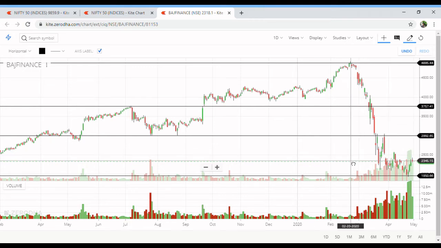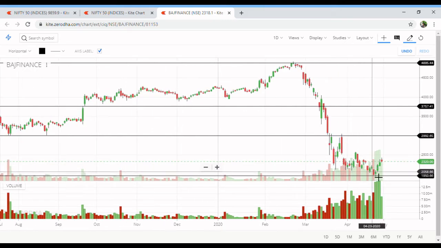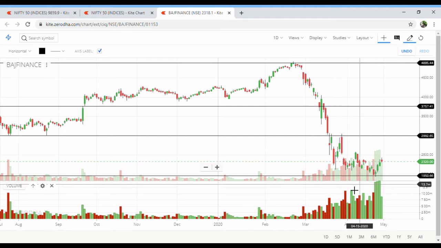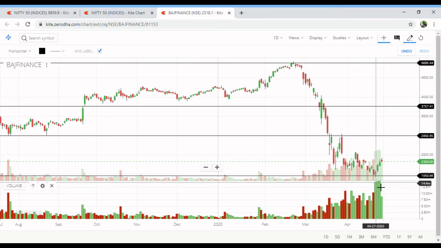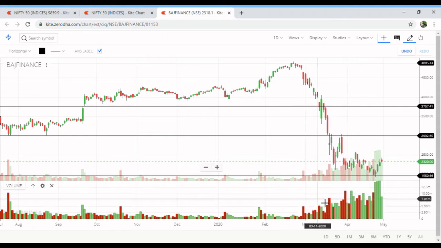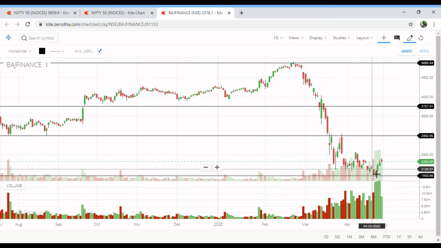After that, we can see it moved towards a support level around 1950, and post that it made a green candle, and you can also look at the volumes. The volume is much higher than the previous level. The volume of the green candle over here is higher than the average of the past 10-15 days, so we can conclude that the market is going to reverse from here.